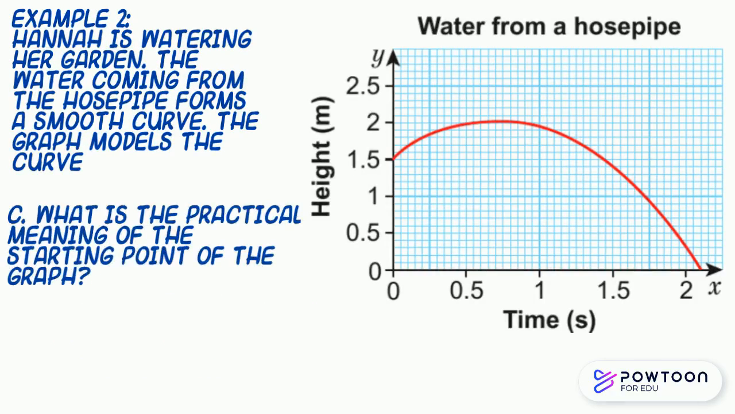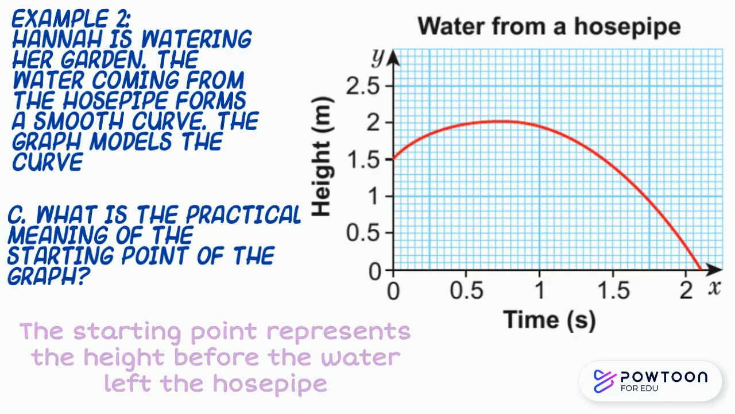Part C of this example is asking for the practical meaning of the starting point of the graph. This question is just saying, what does that starting point represent in terms of this problem? So in this case, the starting point is representing the height before the water actually leaves the hose pipe.